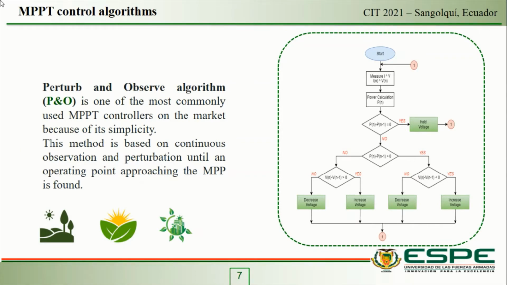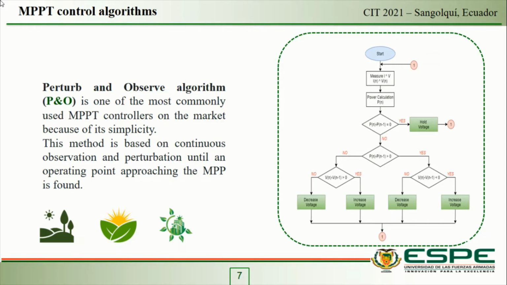MPPT control algorithms. Perturb and observe algorithm (P&O) is one of the most commonly used MPPT controllers on the market because of its simplicity. This method is based on continuous observation and perturbation until an operating point approaching the MPP is found. Its response presents a continuous oscillation due to its methodology of operation. The image shows the flowchart used for design of the algorithm.